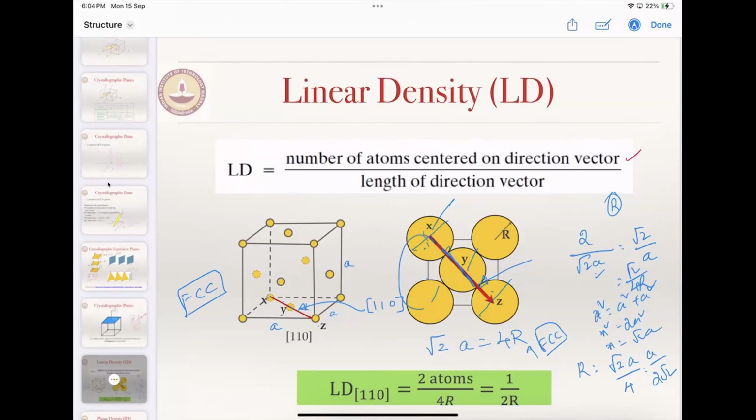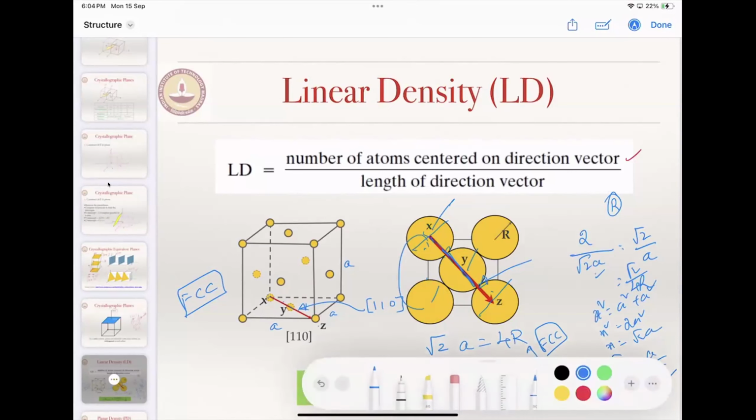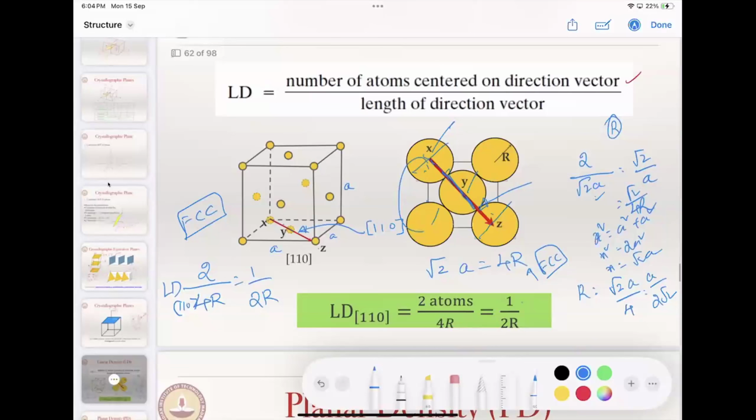Now the linear density is, because you have two atoms centered around that, divided by 4 times r, that is 1 by 2r. That is my linear density of the 110 direction. The linear density of the 110 direction is 1 by 2r, or root 2 by a. All of you agree with that? Is that clear? Is there any question there?